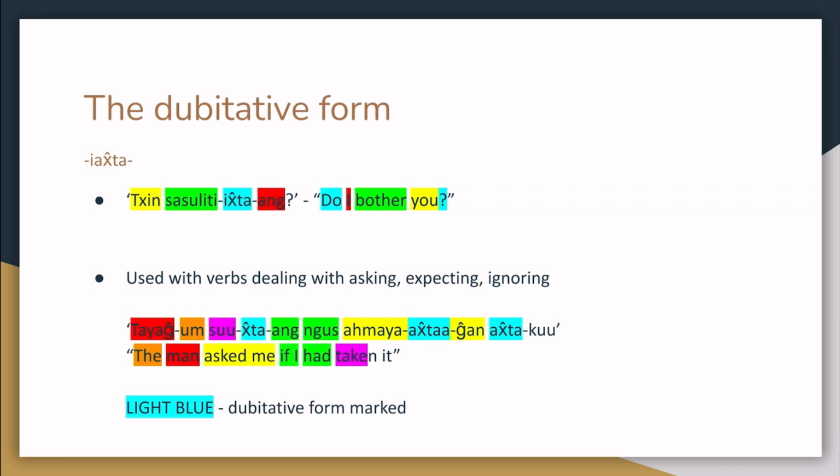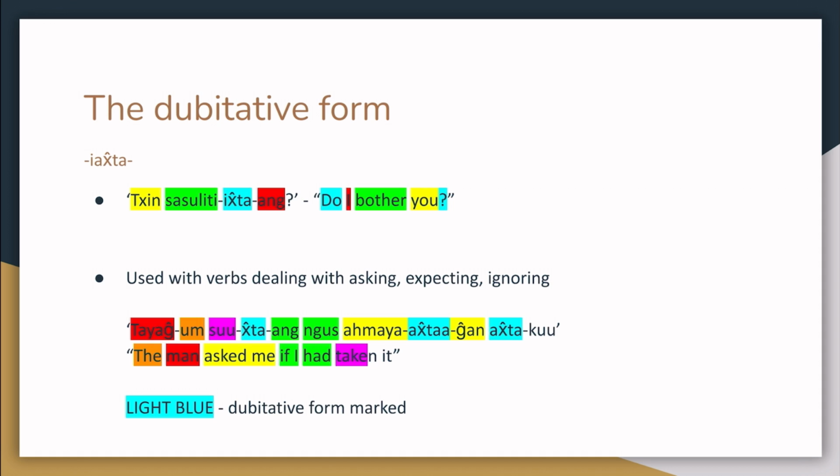And tahin, you, sasuliti, to bother, ichta, do I, that it will make this a doubt, like you're asking them, you're wondering if you're bothering them or something, you've got that doubt, right? And then it's used with verbs dealing with asking, expecting, or ignoring. So here, the man asked me if I had taken it.